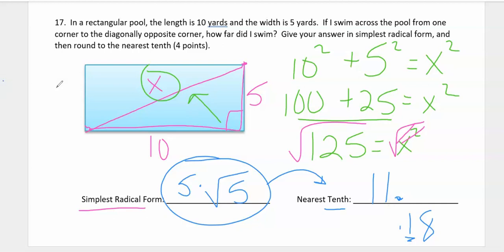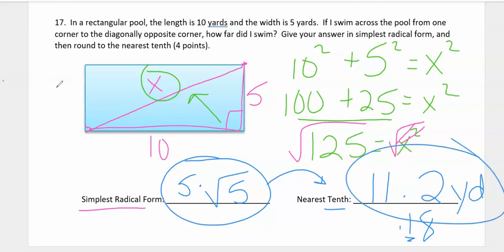Ooh, that's a decimal point. Fix that. Okay, so it's 11.18. So we're going to bump it up and say 11.2 yards. That's to the nearest 10th.